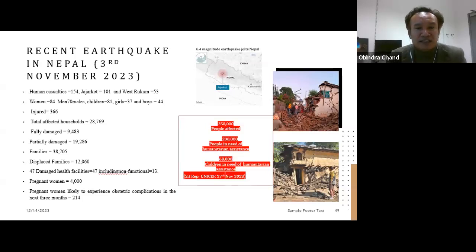So that implies the delivery of regular health services was affected for marginalized and vulnerable communities, and among the marginalized. For example, over 4,000 pregnant women were affected, and over 200 of them were likely to experience obstetric complications in the next 3 months. Next slide, please.